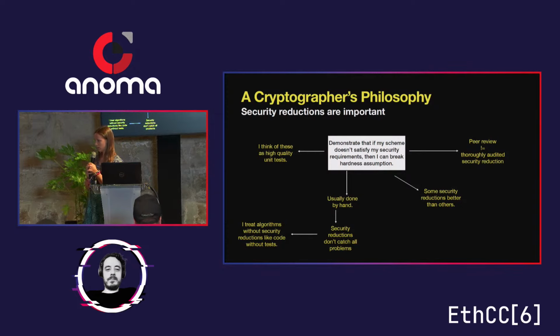Probably the biggest thing that most cryptographers would agree with is that security reductions are really important. So the idea here is that you want to demonstrate that if my scheme doesn't satisfy my security requirements, whatever those happen to be, then I can break some hardness assumption. I personally think of these as very high-quality unit tests. Not to say that they're going to catch all the problems, or that if you have a security reduction, everything is fine, but more to say that if you don't have it, then you probably haven't done your due diligence.